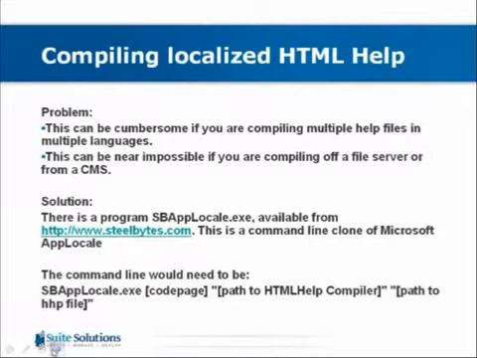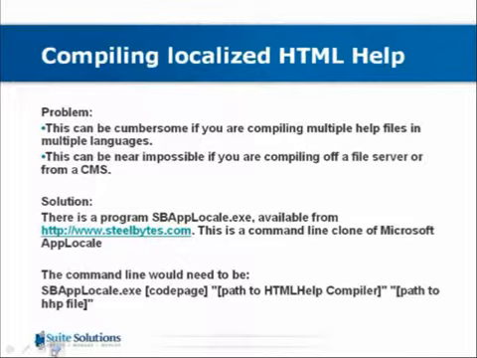It's downloadable from there, and basically instead of calling the HTMLhelp compiler directly, you call SB AppLocal with the number of the code page. You don't use the square brackets. They're just placeholders, so you can see where to fill in the blanks. And then you give it the path of the help compiler and then the path of the HHP. And that will compile it for you under the correct code page. And that will ensure that your table of contents, your index, and your search all work properly.